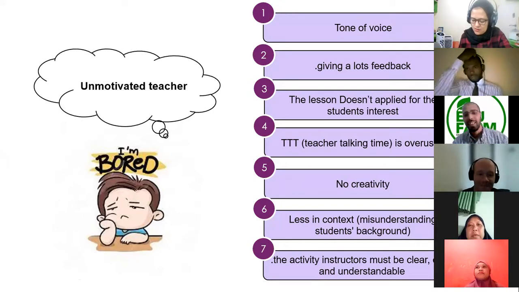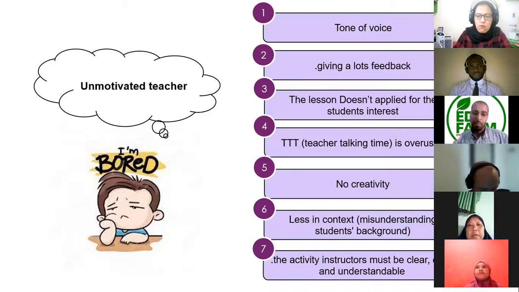And the second thing, giving a lot of feedback. If the teacher overuses feedback, it's kind of demotivating for the students. So number 3, the lesson doesn't apply to student interests. So the teacher must learn more about his students to know their interests, what they like, what they don't like, their hobbies, something like that. It helps you to create the class and to think more about activities that suit them.